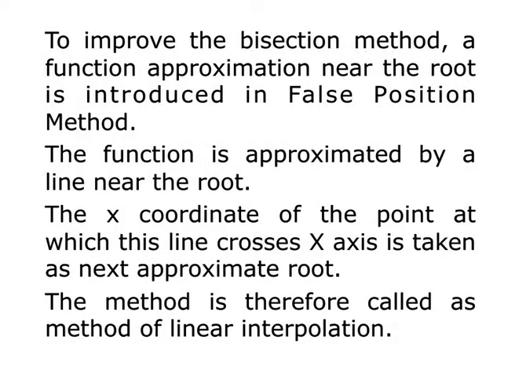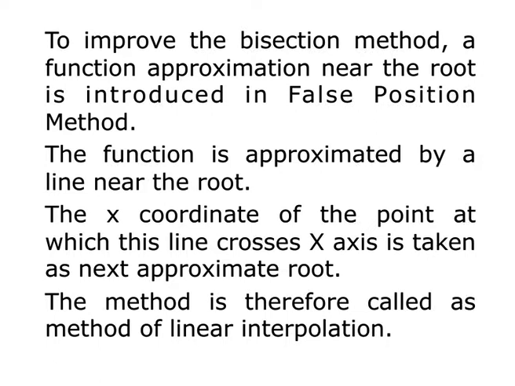To improve the bisection method, a function approximation near the root is introduced in the false position method. The function near the root is approximated by a line in this method. The line which passes through the x axis will give us the next approximate root. Therefore, this method is called the method of linear interpolation.